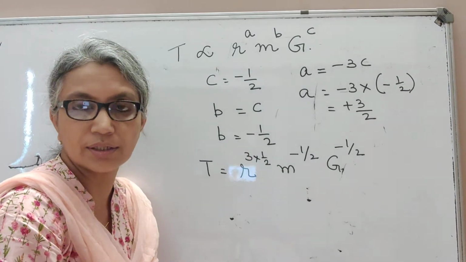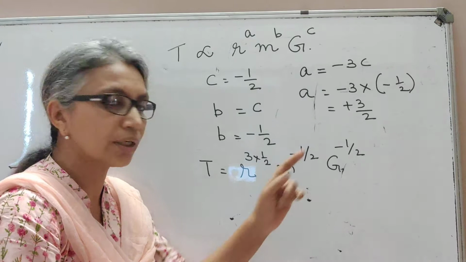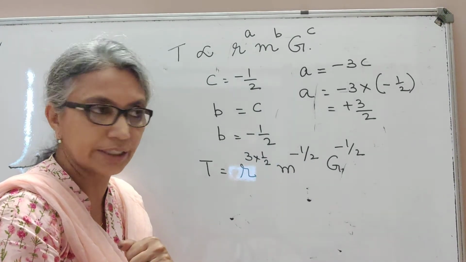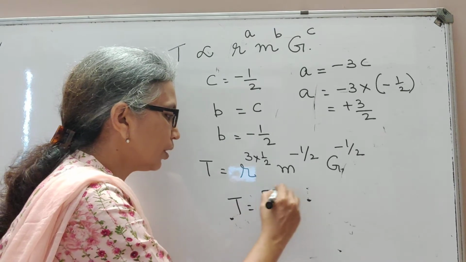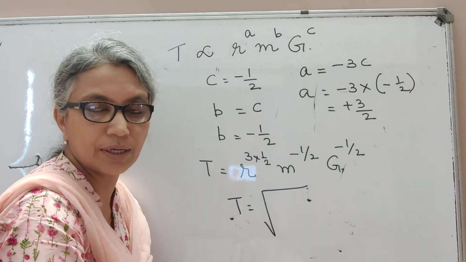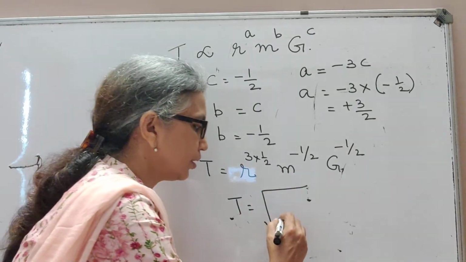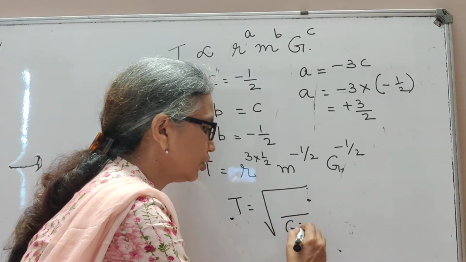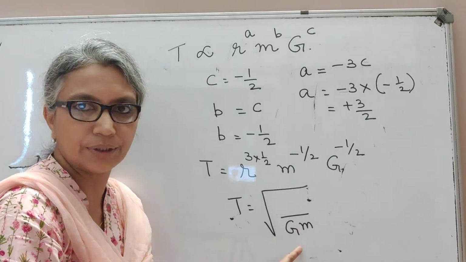So the whole thing is under square root. Only this and this will come in the denominator because of the negative sign. So we may write T equal to, everything comes under the square root because all of them have that power half. So G and M I can write in the denominator. So that I'll write G into M square. Both are minus half, so both are in the denominator.